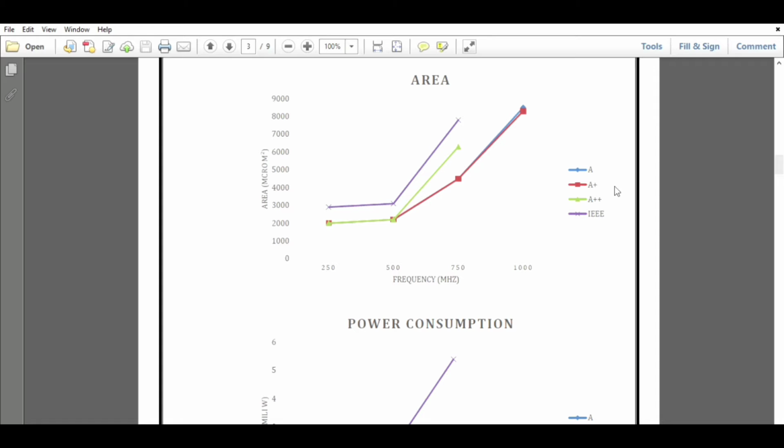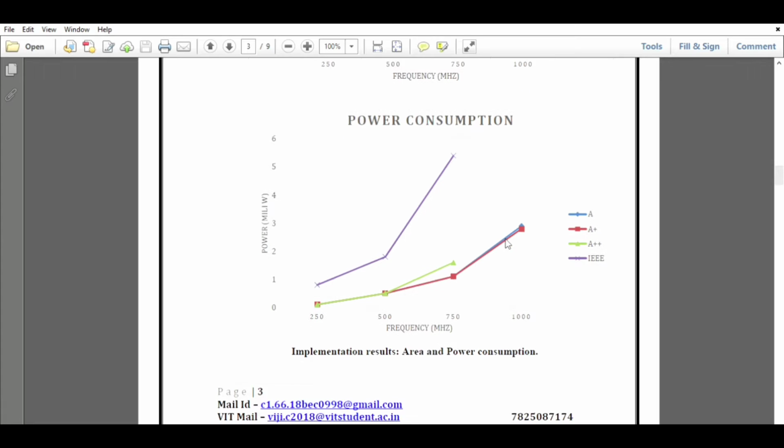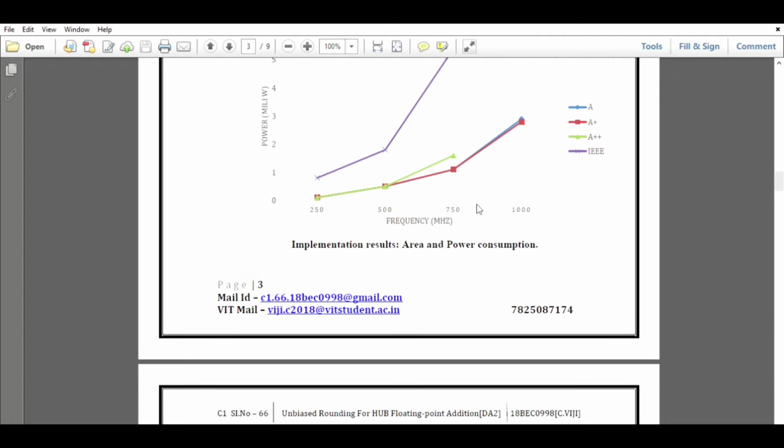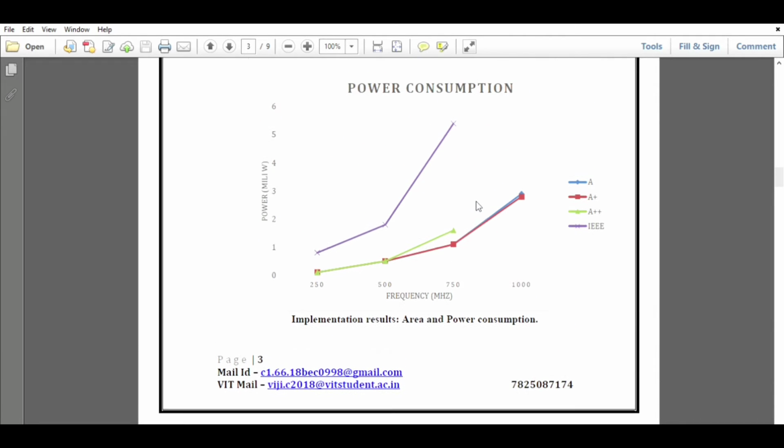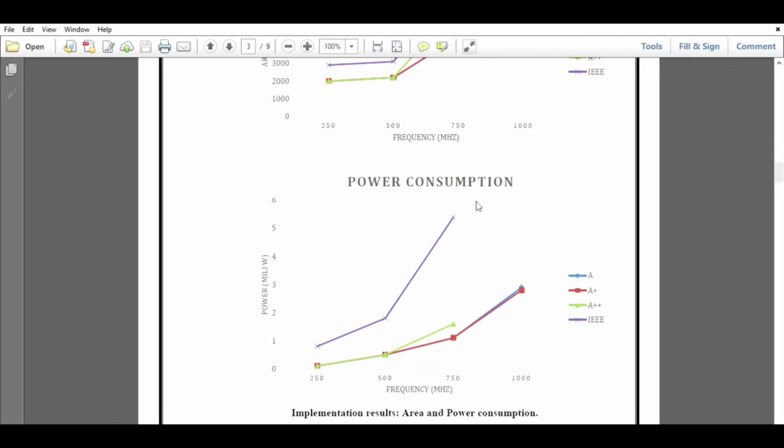when subtracting. And adder A++ performs rounding without introducing biases. As can be seen, the cost of having an architecture able to produce unbiased or partially unbiased results is small for low frequencies.